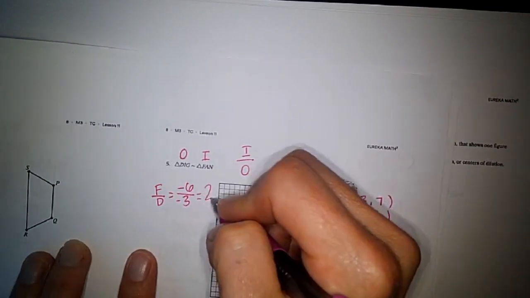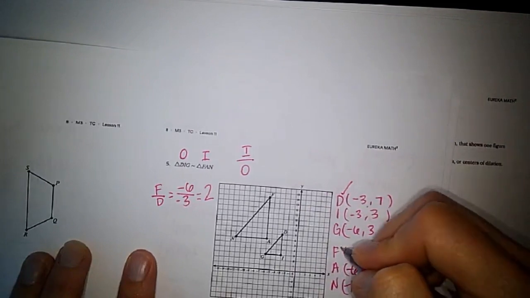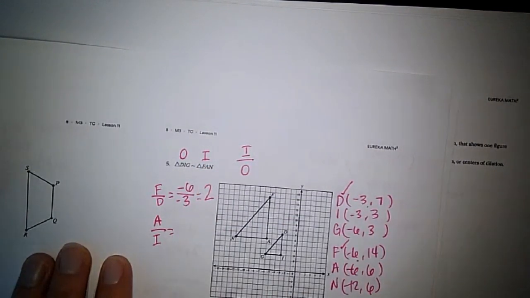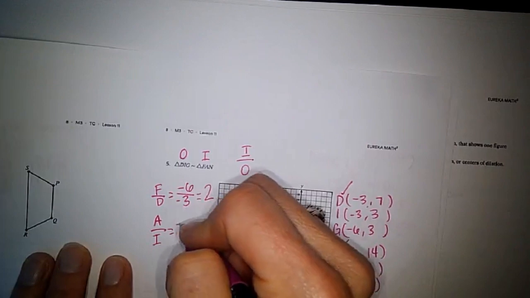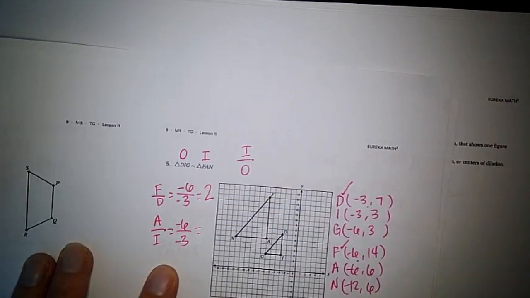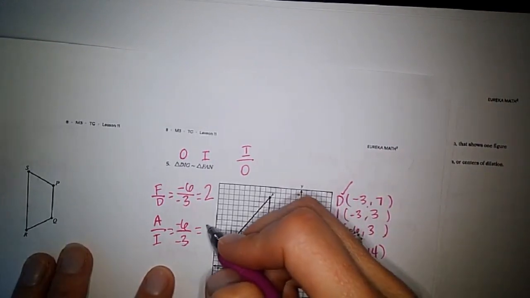Now we're going to do I. I know. It's okay. I'm going to put A over I because I already know that that's how it's going to work. So A is -6. I is -3. Is everybody understanding what I'm doing? Okay. What's -6 divided by -3? 2.